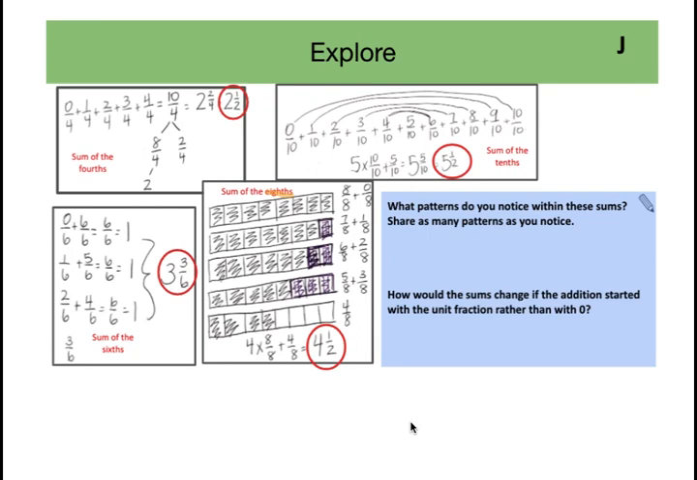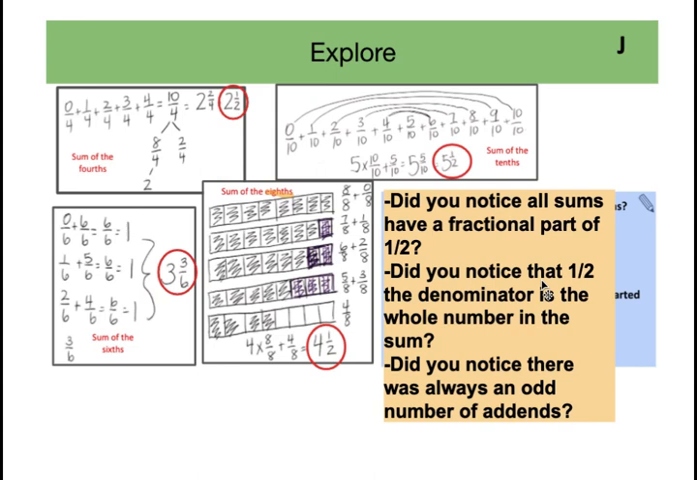So what did you notice? Did you notice that all sums have a fractional part of a half? So you see a half here, you see a half here, and here, and here. Did you notice that half the denominator is the whole number in the sum? So here we're dealing with fourths, and half of 4 is 2. And here we're dealing with sixths, and half of 6 is 3. Here we're dealing with eighths, and half of 8 is 4. And here we're dealing with tenths, and half of 10 is 5.